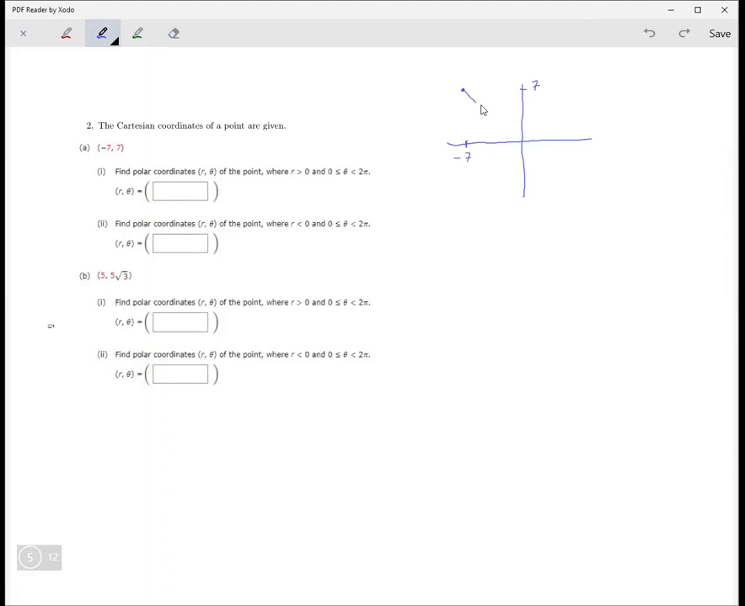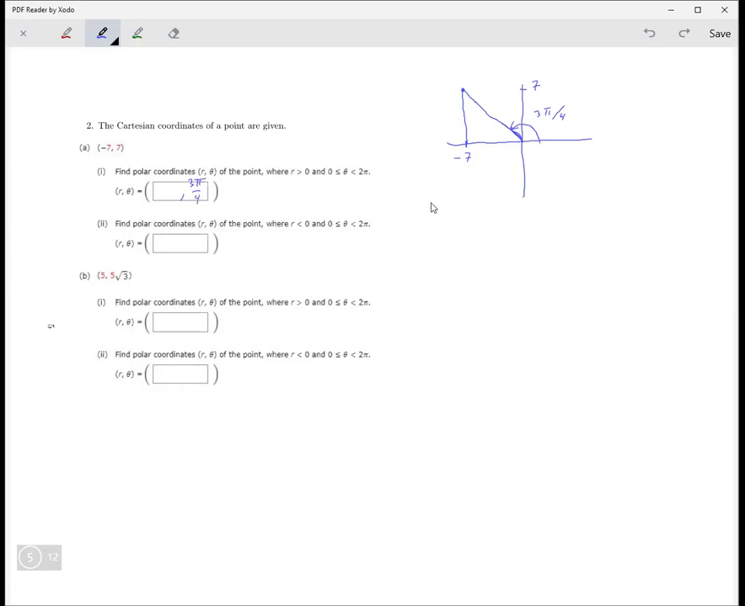Okay, so the first thing that you have to figure out is what this angle is going to be right here. Since these are the same distance, they're both 7, although this one is in the negative direction. Since they have the same distance, this is pi over 4, half of a 90-degree angle. So this angle is 3 pi over 4. So the theta part is going to be 3 pi over 4. You can go ahead and put that in there.